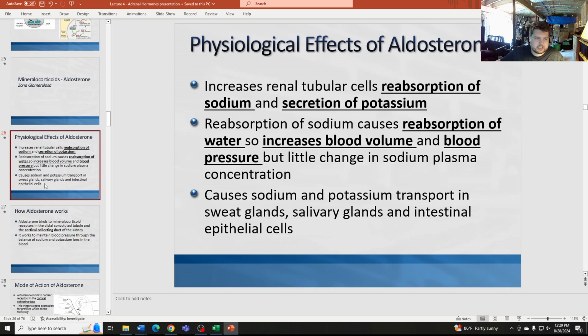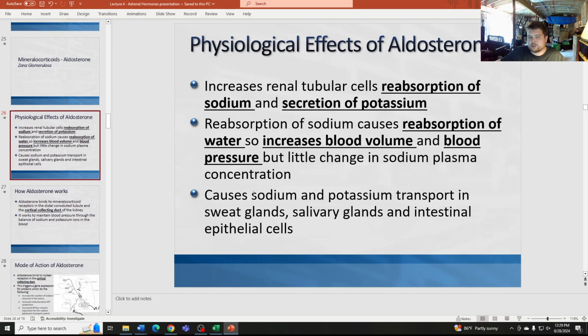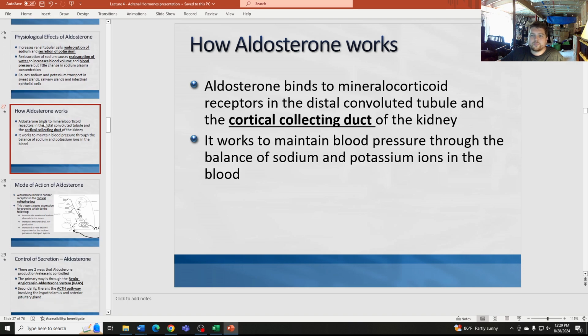It's a little extra tidbit, not super important. Aldosterone also causes sodium and potassium transport in sweat glands, salivary glands, and intestinal epithelial cells.